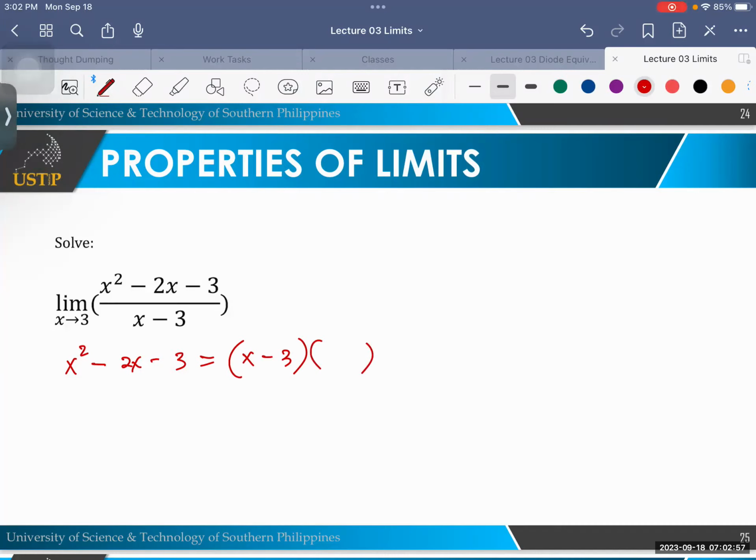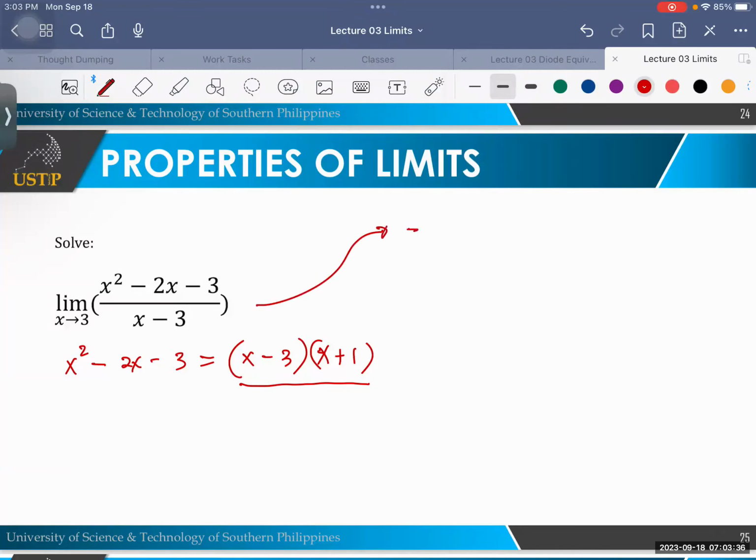So your middle term is negative 2. And then you have negative 3 as the last term. So it could be plus 1 there, right? So that the product of negative 3 and positive 1 is still negative 3, and the sum of negative 3 and positive 1 is negative 2. So that means our factors for x squared minus 2x minus 3 are x minus 3 and x plus 1. Now, let's rewrite.